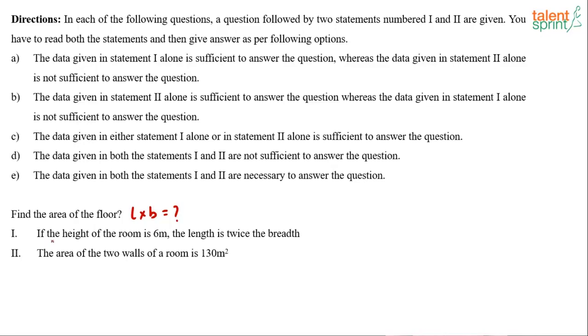Statement 1. If the height of the room is 6 meters, the length is twice its breadth. Will this give us the answer? No. Because that's like a condition. That's like a condition that if the height is 6, then the length will be twice its breadth. 1 alone is not sufficient. The moment you know 1 alone is not sufficient, eliminate option A and option C actually. Because option A says 1 alone, option C says either 1 alone or 2 alone. But we know that 1 alone cannot give the answer. Statement 2. The area of two walls of the room is 130.